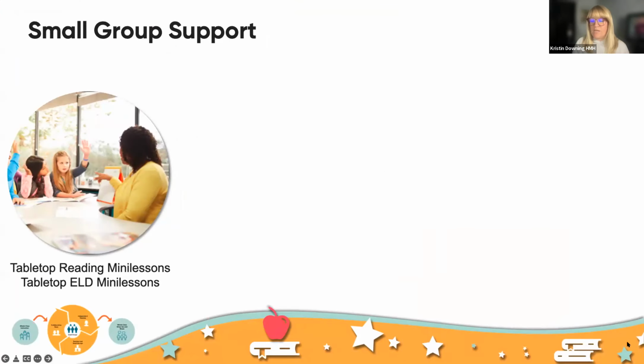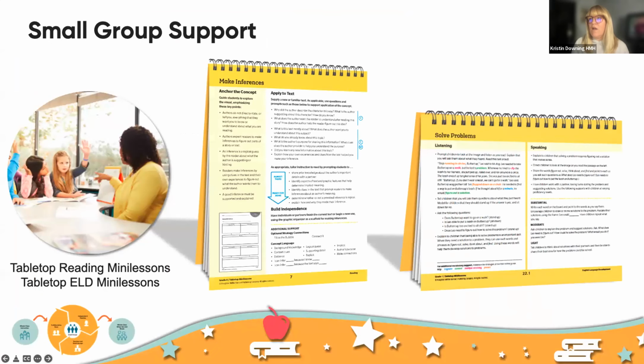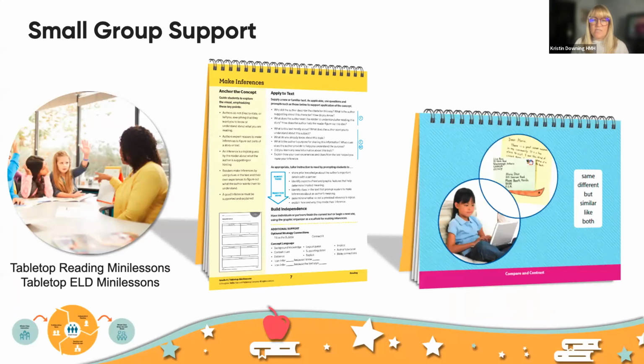The tabletop mini lessons here are not text specific. So they're going to focus in on certain skills or strategies. In this example, it's make inferences. But because it is not tied to a specific text, teachers are able to pull from the Rigby library that is provided with the program, or they could pull a book of their own and apply this lesson by either leveling it up or leveling it down, because it is not text specific.